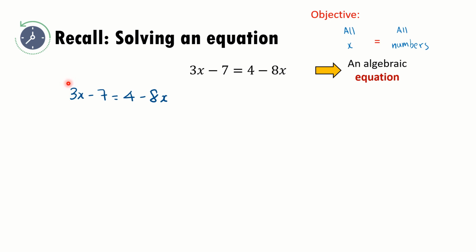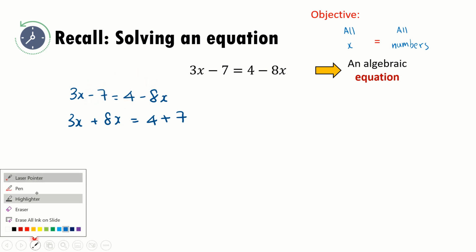Previously we have already learned that I do not need to actually show every single step in trying to balance the equation. We know that it is as good as doing 3x plus 8x equals 4 plus 7. Why is it 4 plus 7? Because I am also shifting this minus 7 on the left side over to the right side. So I'm just doing 2 steps over here.